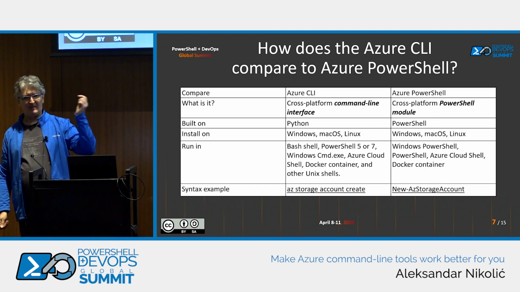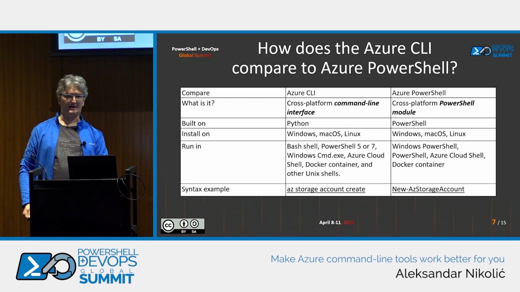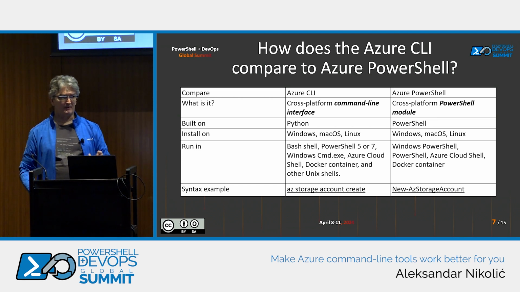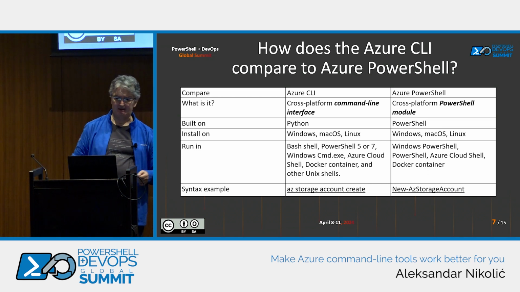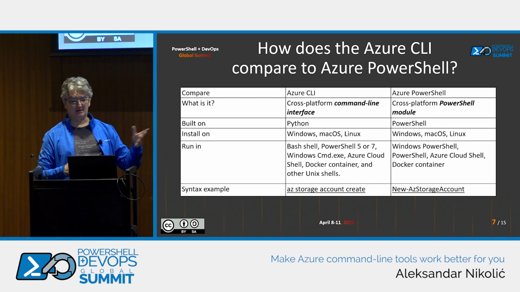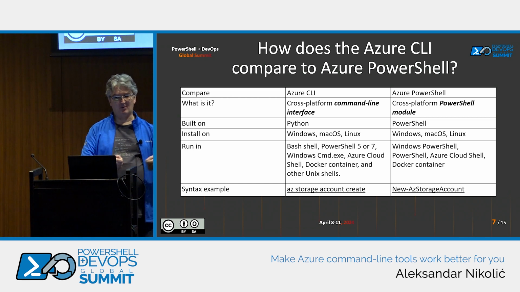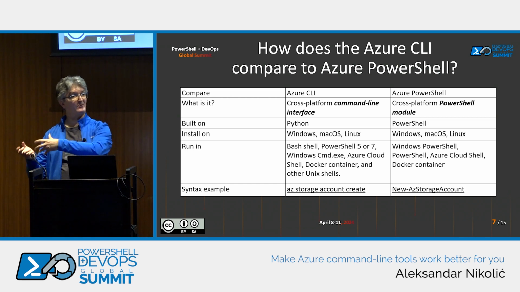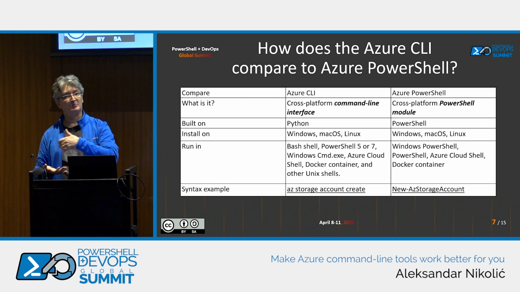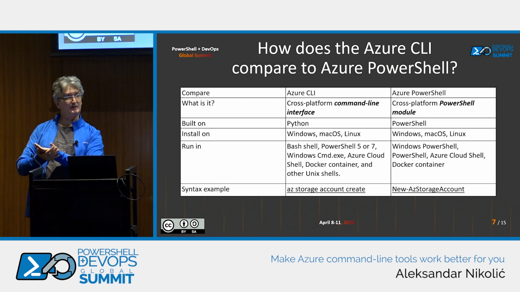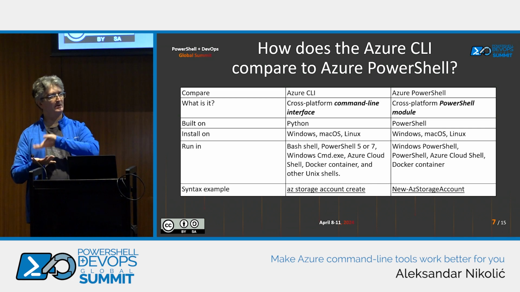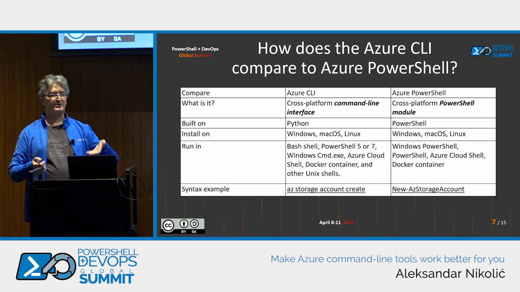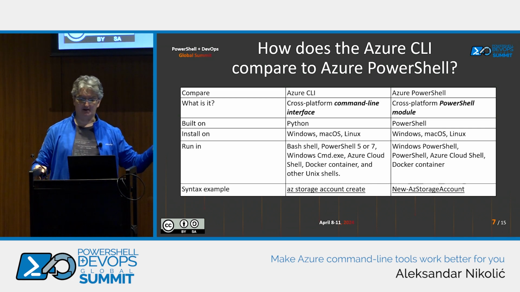So how does Azure CLI compare to Azure PowerShell? They're both cross-platform tools, but the Azure CLI is a cross-platform command line interface, while Azure PowerShell is a PowerShell module, which means that it works only in a PowerShell shell. It needs PowerShell as a dependency, right? So it can work on it. The Azure CLI can work in other shells as well.